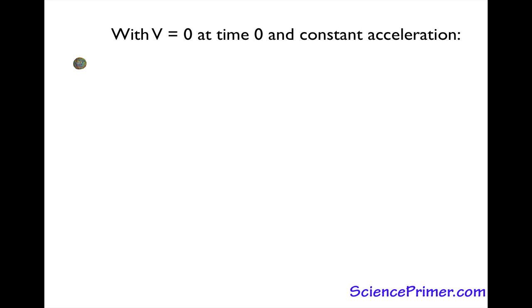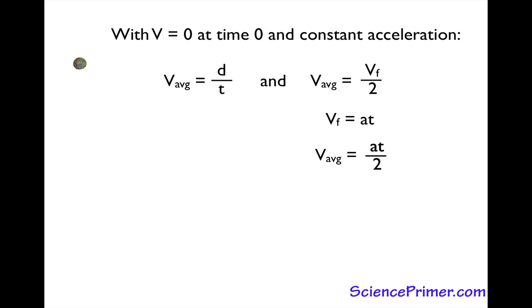We saw that if we know average velocity, we can figure out distance and time, because average velocity equals distance over time. And we also know that the average velocity in the special case where velocity at time 0 is 0 is the final velocity divided by 2. Remember, we calculated those final velocities by multiplying the acceleration times the time, so final velocity equals acceleration times time. We do a couple of substitutions. First, we replace final velocity with acceleration times time. We get average velocity equals acceleration times time divided by 2.